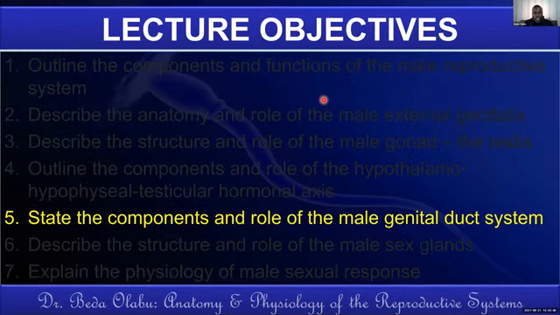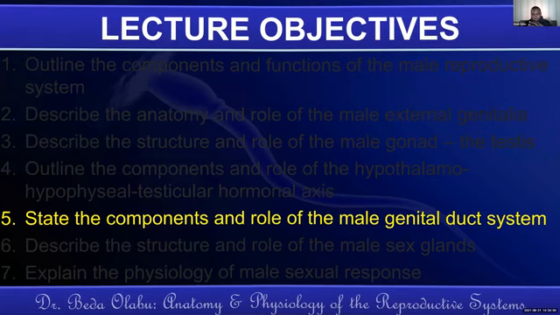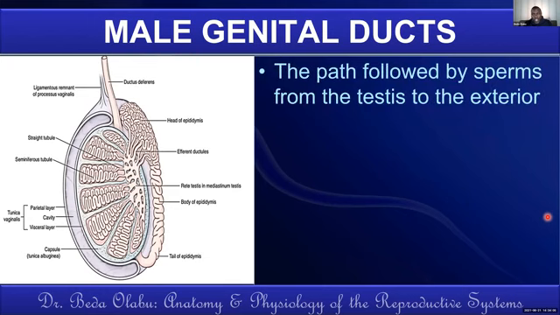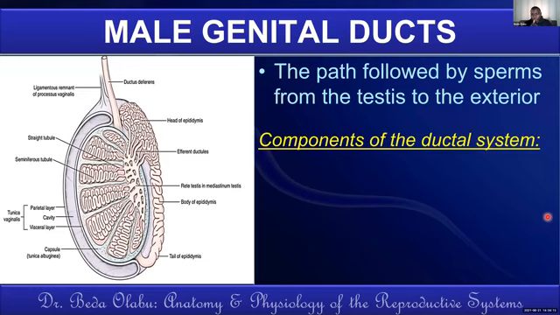Now I want to talk about the components and role of the male genital duct system. Remember, we are still talking about male internal genitalia. So the male genital duct system refers to the path that is followed by sperms all the way from the testis to the exterior. Doesn't matter where the exterior is, as long as it comes out from the male reproductive system. So let's follow this ductal system.